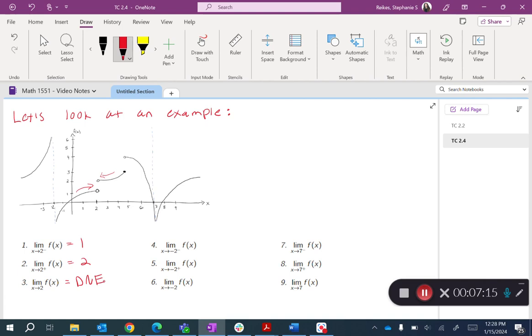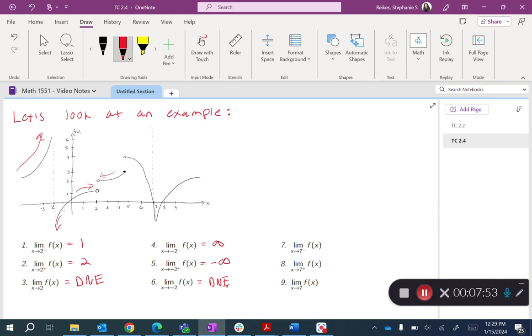All right, let's look at the next value, negative 2. The limit as x approaches negative 2 from the left, my function is increasing forever, so we will just call that infinity. And the limit as x approaches negative 2 from the right-hand side, we are decreasing forever, so we would call that negative infinity. Again, my left-hand limit and my right-hand limit are not equal, so we would say this does not exist.